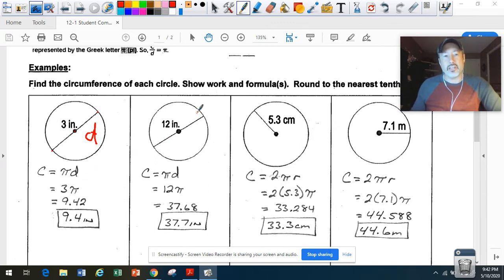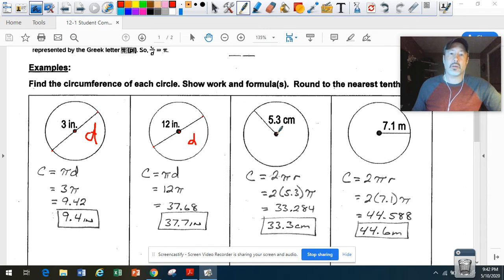Okay, let's see what else we have here. We have here the 12 is the diameter. It goes from this edge in through the middle over to the other edge. So our formula is going to be C equals pi times diameter, which equals 12 times pi. Multiply your 12 times 3.14, which gives you your 37.68. We have to round that to the nearest tenth, which gives us 37.7 inches. There we go with that one there.